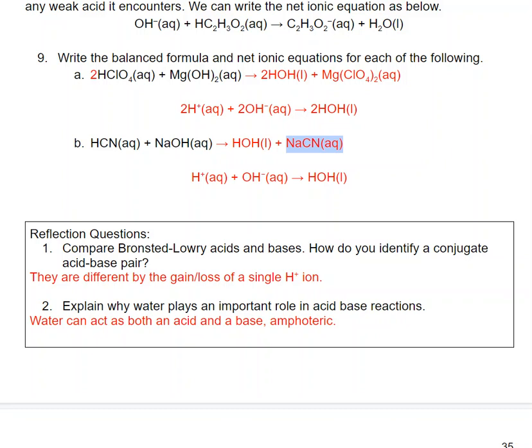Why does water play an important role in acid-base reactions? So when we were identifying our conjugate acid-base pairs, we saw that water sometimes acts as an acid and sometimes acts as a base. So we call that amphotericity.